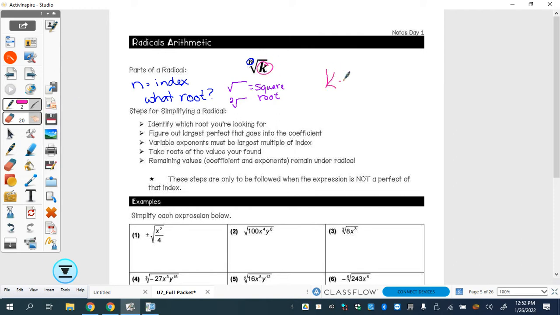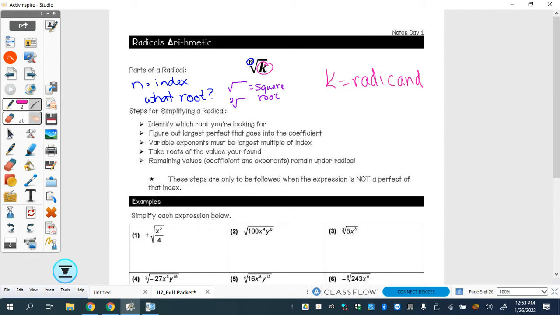And then your k, that is what we call your radicand. A lot of times we're going to need to simplify that number down. We can't call it a perfect number, because most of the time it is not going to be a perfect square or perfect cube or perfect 4th. So we just refer to it as our radicand. It just gets a name.